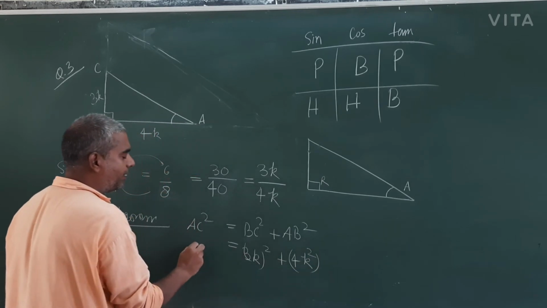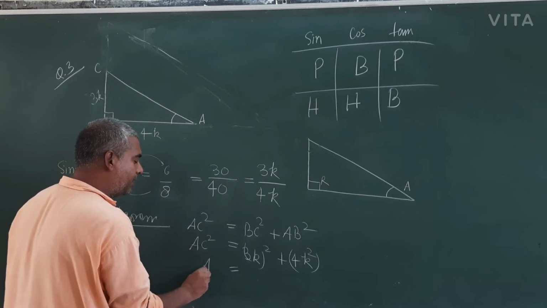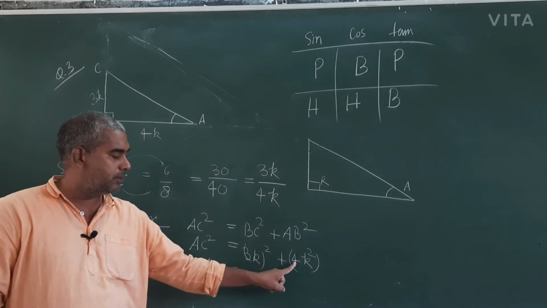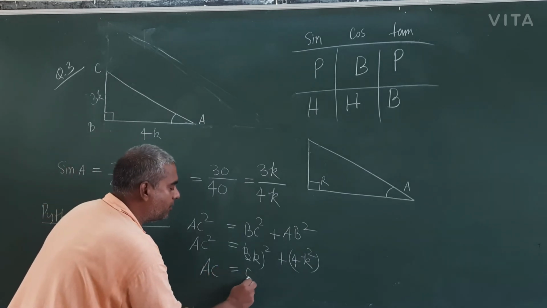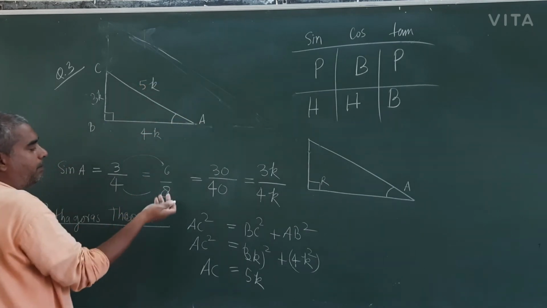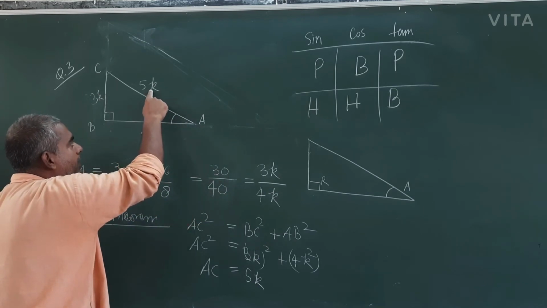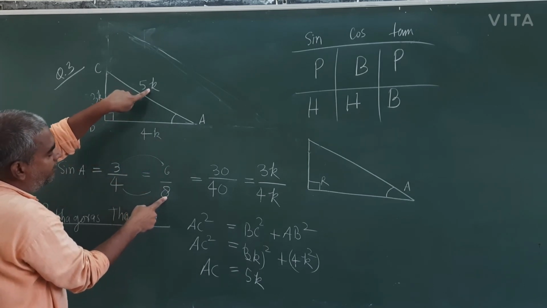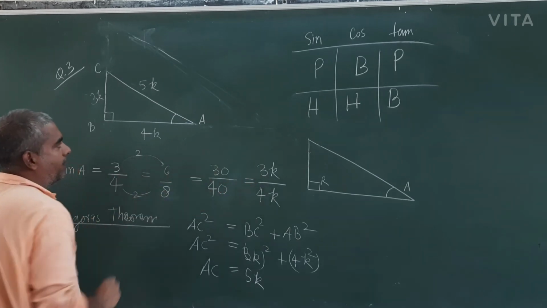You will see k will not play any role. You will solve by yourself: 3 square k square, 9k square plus 16k square, add, 25k square. Then under root, AC will be 5 into k. This is 3, 4 and 5. If this will be 30, this will be 40, at that time this will be 50. If this is 6, this is 8, so that will be 10. Because 2 times multiplied, and here 10 times multiplied, here k times multiplied.